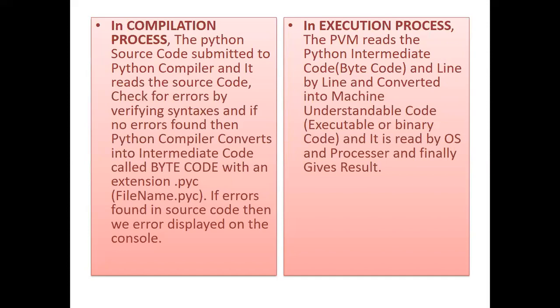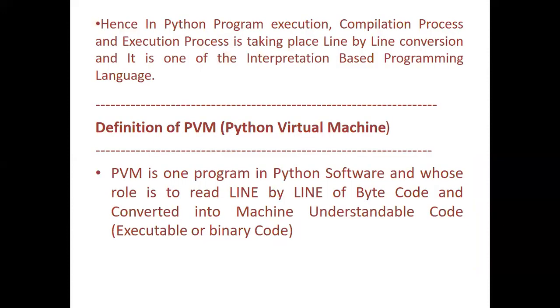Now, in the execution process, the PVM reads the Python intermediate code, that is the bytecode, line by line and converts it into the machine understandable language, which is a binary format, and then finally gives the result in a form the users will understand. What is PVM? PVM is the Python Virtual Machine. It is one of the programs in the Python software whose role is to read the bytecode line by line and convert it into the machine understandable language.